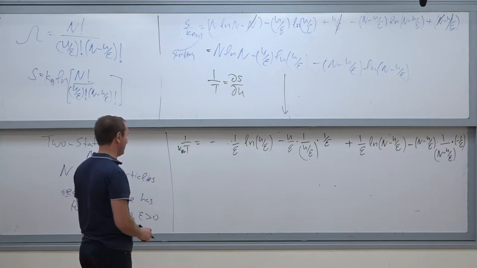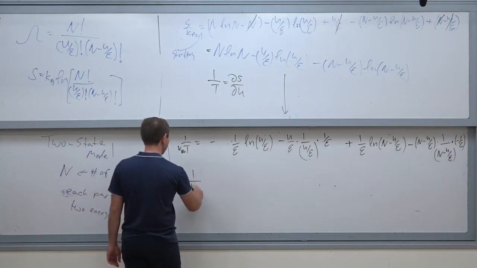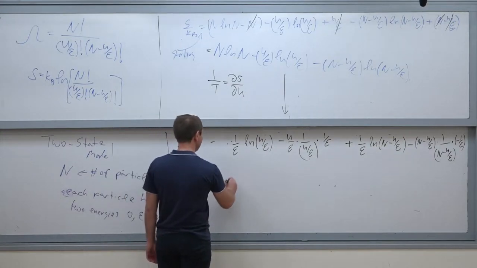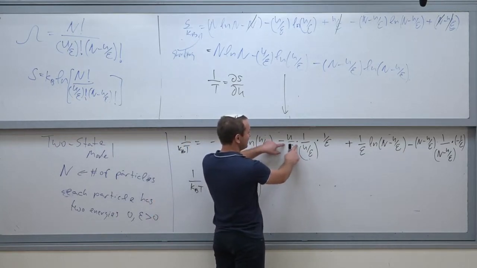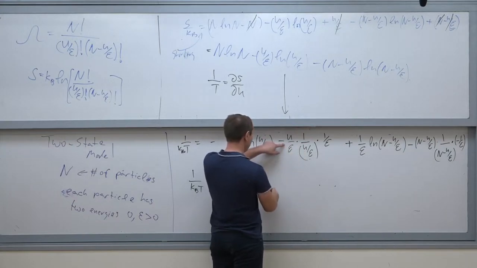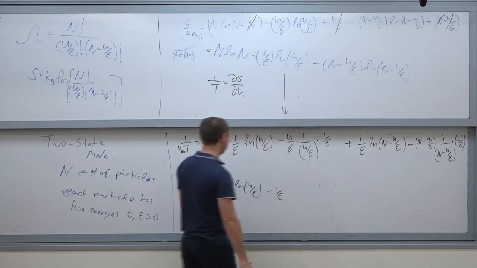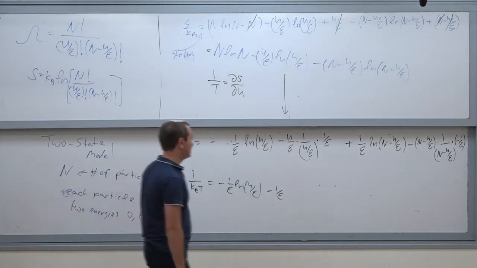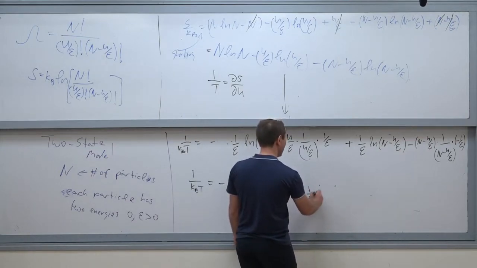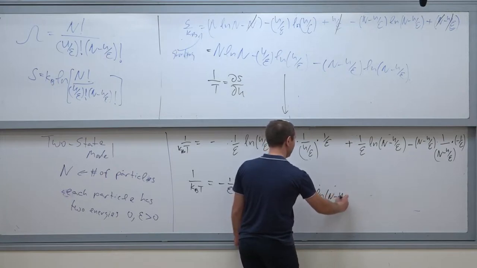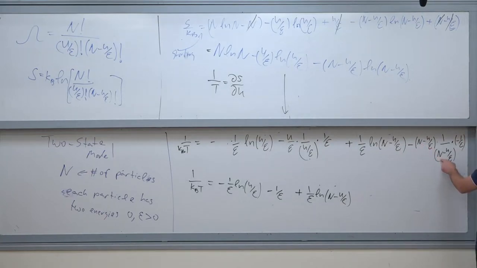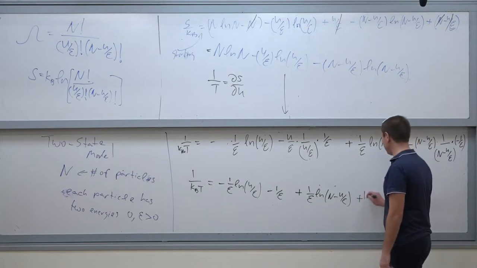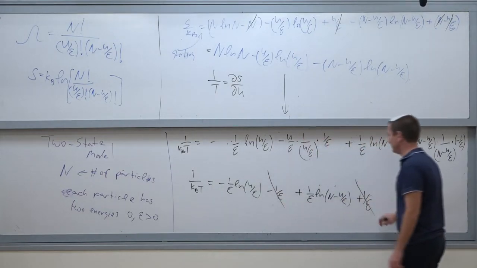Okay, let's try and make some sense out of it. So 1 over k Boltzmann T equals minus 1 over epsilon log of u divided by epsilon. Here I have u divided by epsilon multiplied by 1 over u divided by epsilon, so it's 1, and I have here minus 1 over epsilon. Here I have plus 1 over epsilon log of n minus u divided by epsilon. And here I have n minus u divided by epsilon times its inverse, so this guy disappears, and I have minus 1, and I have plus 1 divided by epsilon. So this guy and this guy, they disappear altogether.